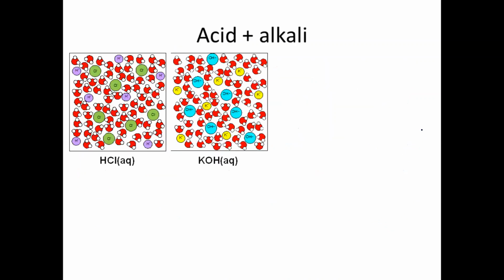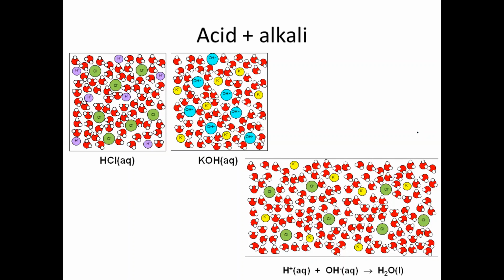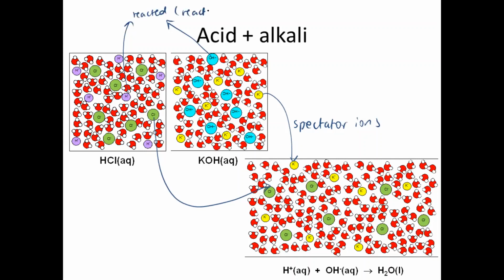So an example, let's have a look. So we've got what that actually looks like. So we've got acid and alkali, and when they react, what happens? You get water, right? So you can see that these potassiums stay the same. These chlorides stay the same. So these guys are spectator ions, right? But what's missing? These OH minuses, they're not in the product. And these H pluses are not in the product. So these reacted. So these are my reactants, right?